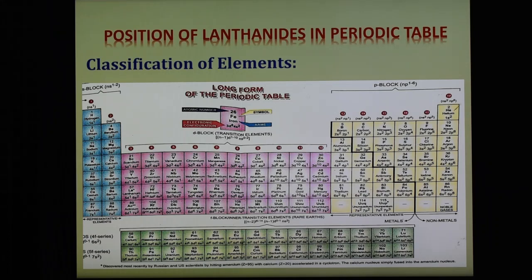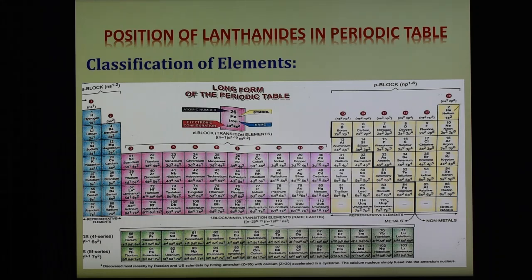So the configuration of cerium, atomic number 58, is xenon 4f2, 5d0, 6s2. The filling of the 4f subshell continues till we reach ytterbium, having the configuration xenon 4f14, 5d0, 6s2. Now when 6s and 4f orbitals are completely filled, the next electron enters the 5d orbital. And so lutetium, atomic number 71, has the electronic configuration xenon 4f14, 5d1, 6s2.